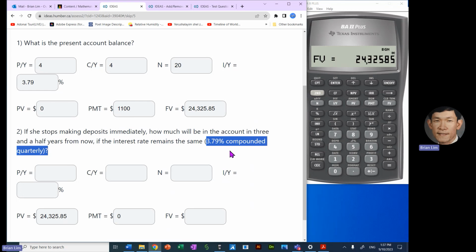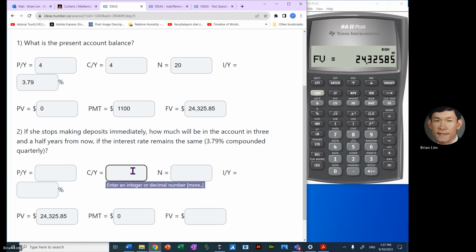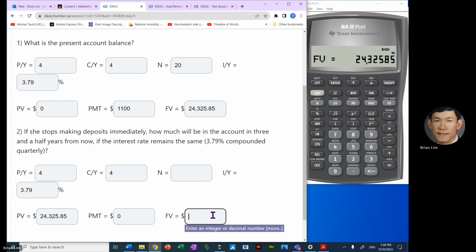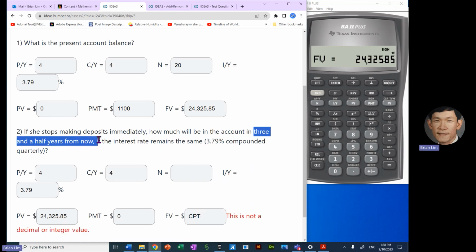Now you'll only see the compounding. Why? Because if you remember previously that compound interest, CY and PY are the same. They're equal. Interest rate now remains at 3.79, so go 3.79, right? So now we are computing what? Well, we are computing the future value. Here we go. And that is what's in the account 3.5 years from now. So 3.5, correct? So now we have the future value right there.